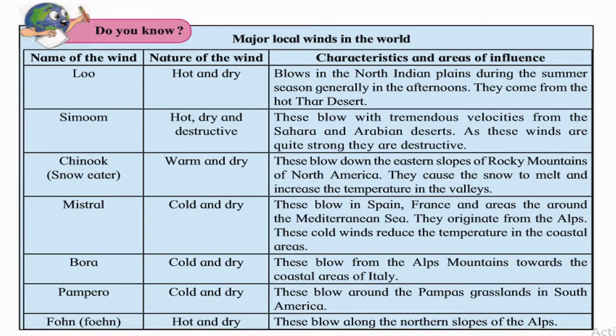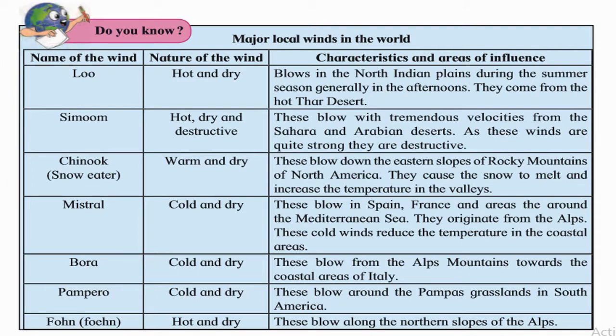Mistral winds: cold and dry. These blow in Spain, France, and areas around the Mediterranean Sea. They originate from the Alps. These cold winds reduce the temperature in the coastal areas. Bora winds. Nature of the wind: cold and dry. These blow from the Alps mountains towards the coastal areas of Italy.